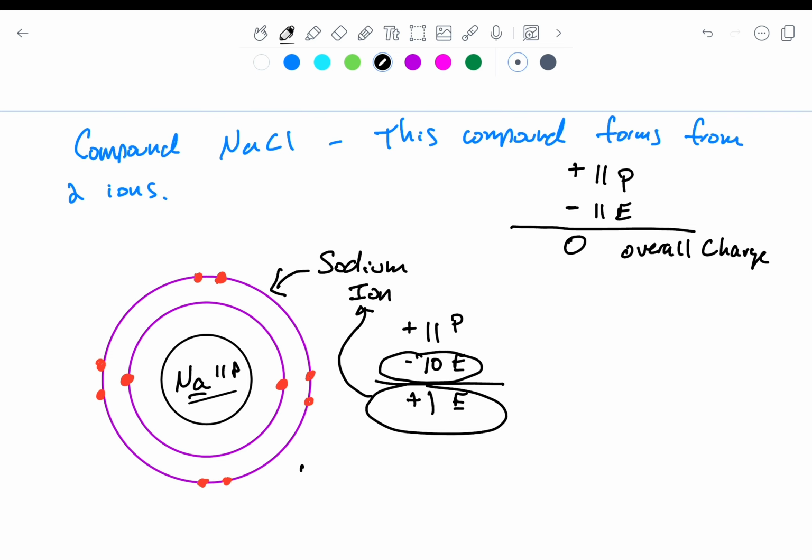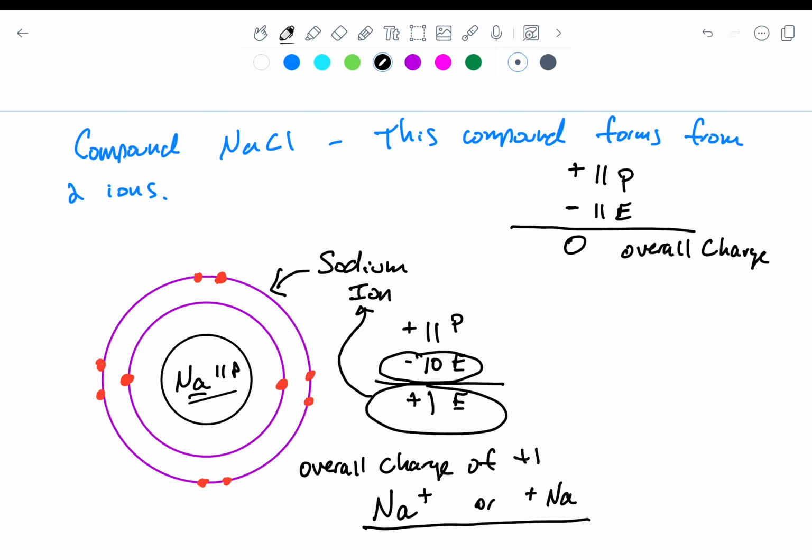And it carries an overall charge of +1. So when we write sodium ion, we would write Na and then a positive next to it. We could also write it like this, positive and then Na. You see it both ways on the periodic table, so just know that you could see either one of these and it would still be correct. So this tells us a couple of things. A, it tells us that it's still sodium, and it tells us that it has an overall positive charge.